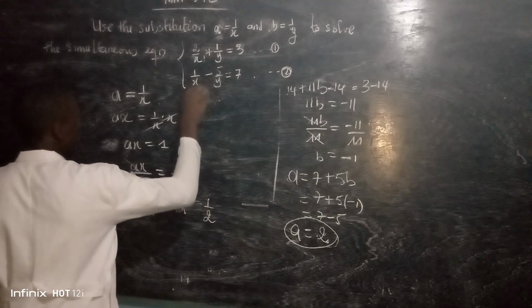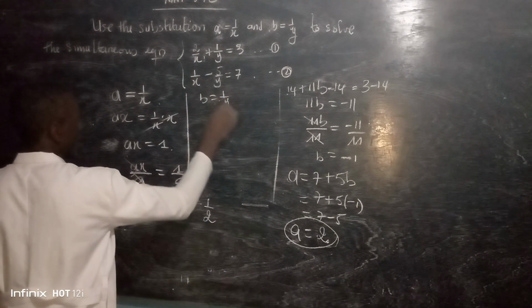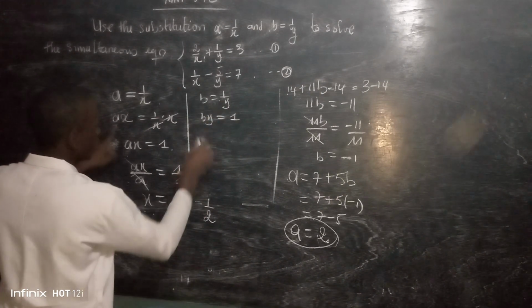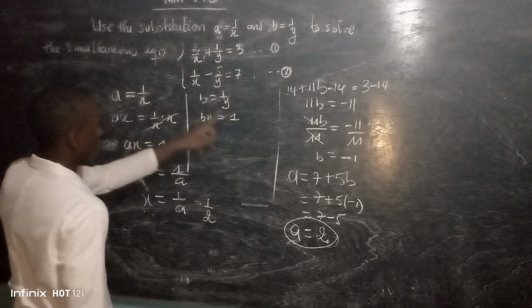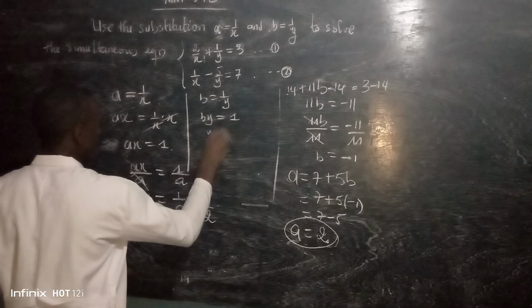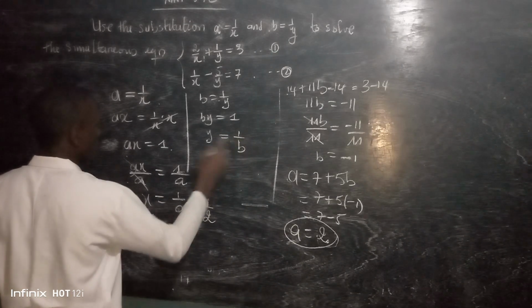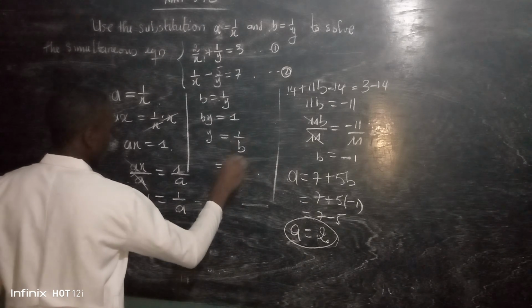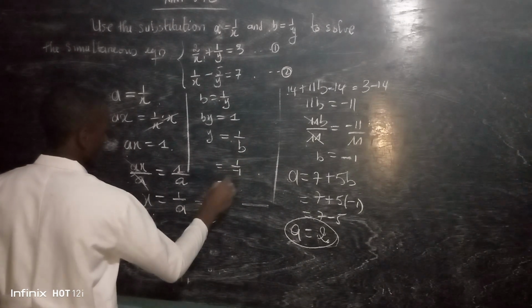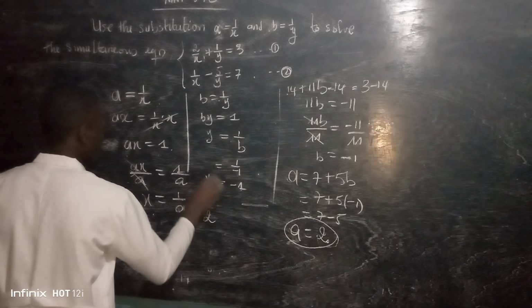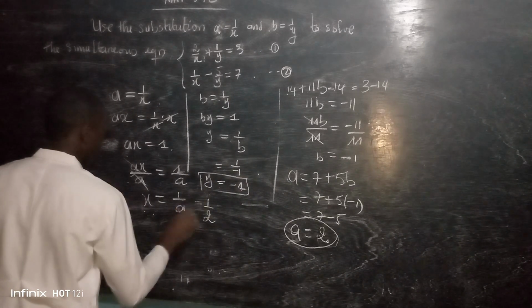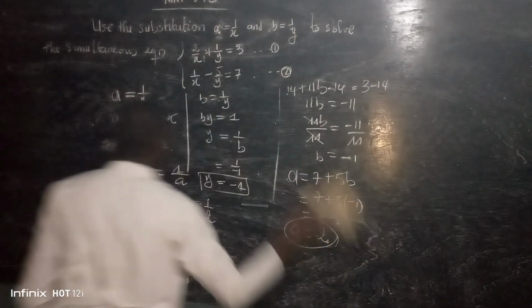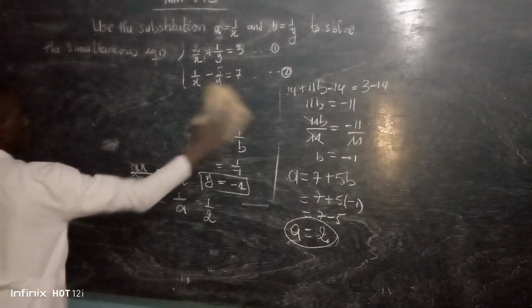Similarly, we have b equals 1 over y. If you follow the same procedure, you have by equals 1, right? So multiply both sides by y, and then divide both sides by b. Follow the same procedure and you arrive at this stage, and your y will be equal to 1 divided by b. What is b? Negative 1. So you have 1 divided by negative 1, which is what? Negative 1. So this is my y. So this is my x. So finally, x is half and y is negative 1.